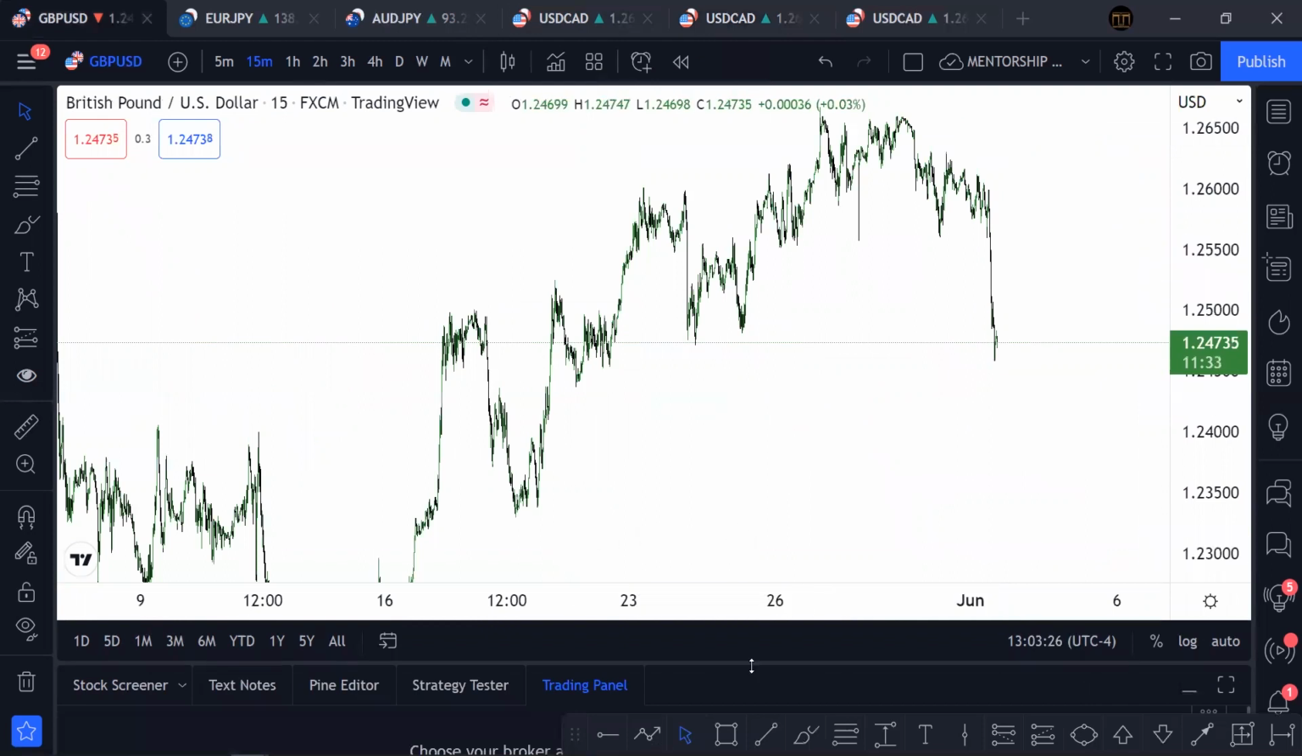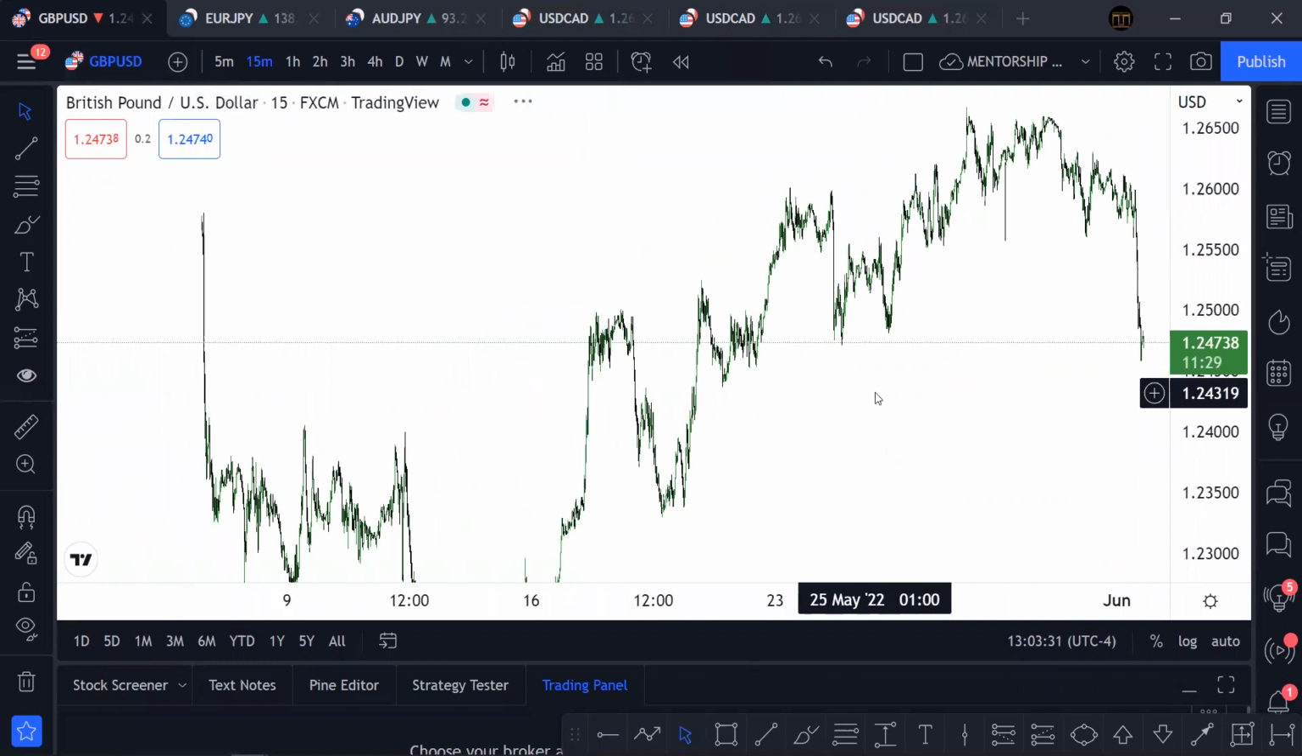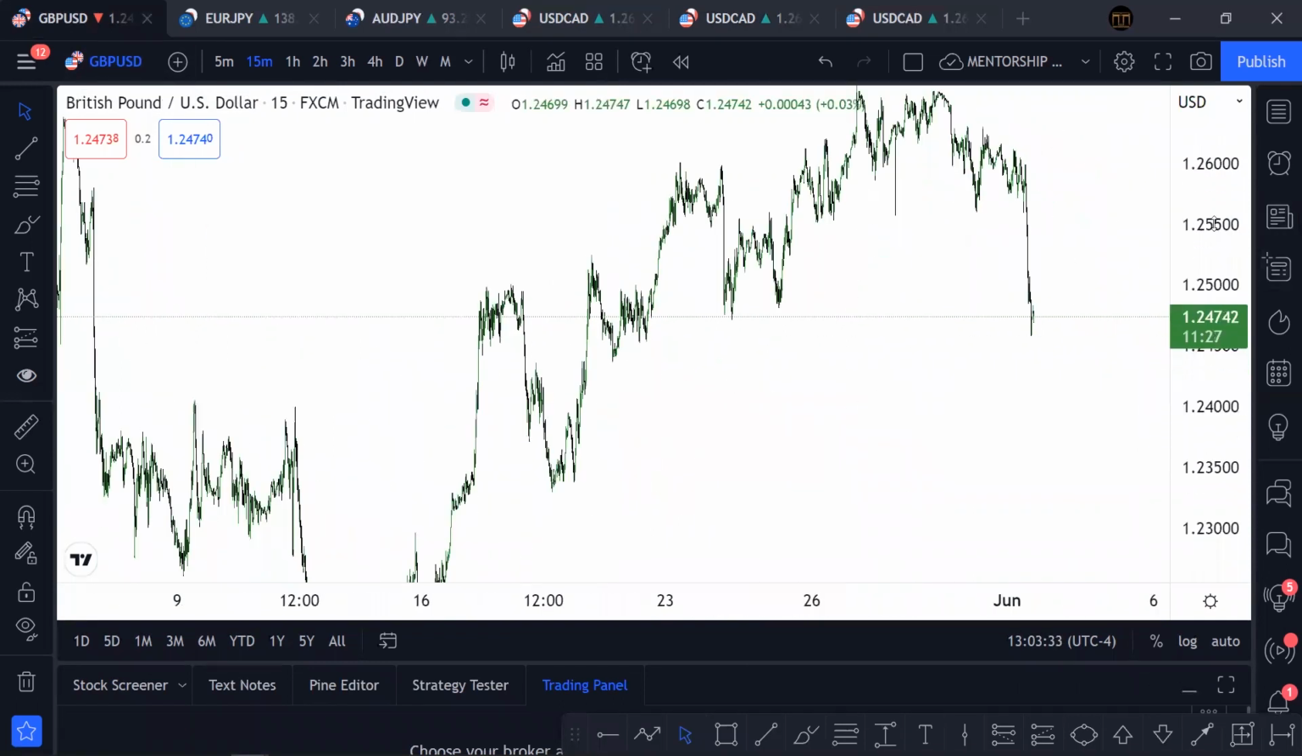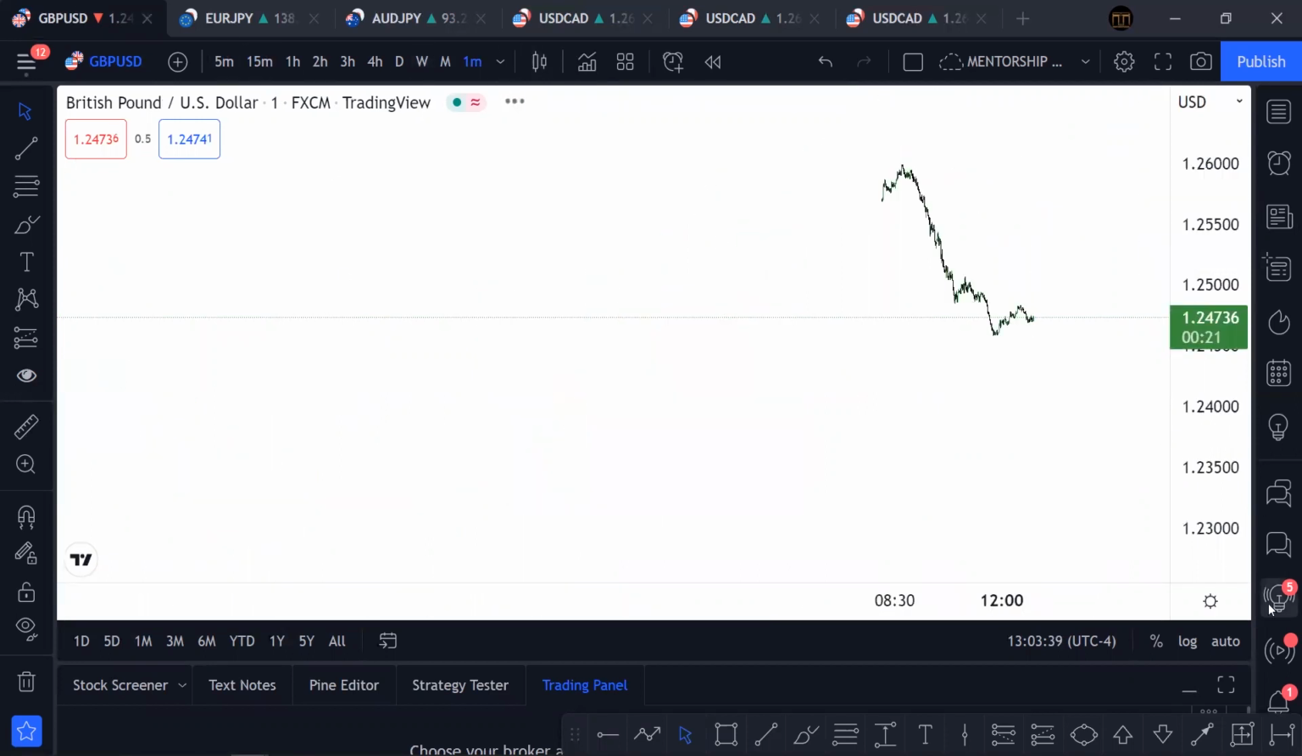Let's look at the pound dollar. What are we looking at? Well, this is a problem, looking for the manipulation, accumulation, and distribution on a higher time frame.